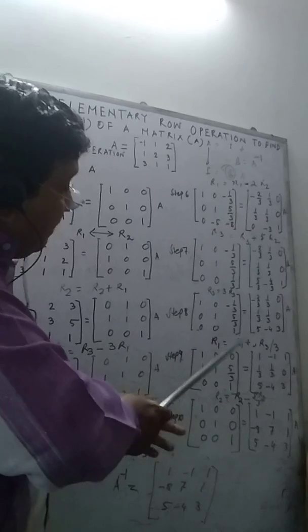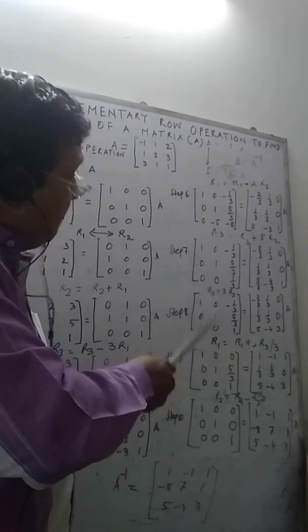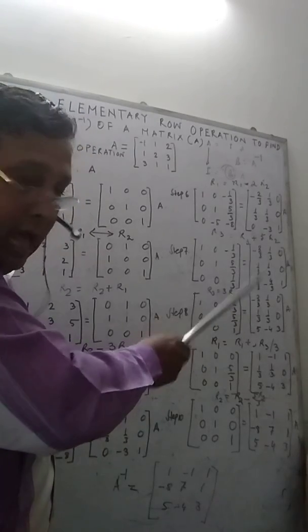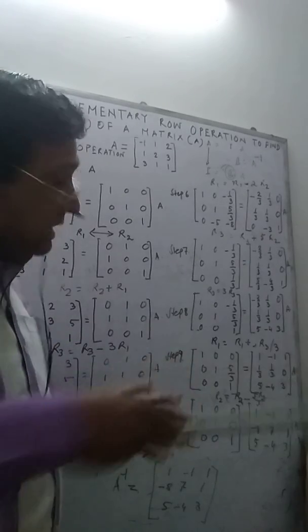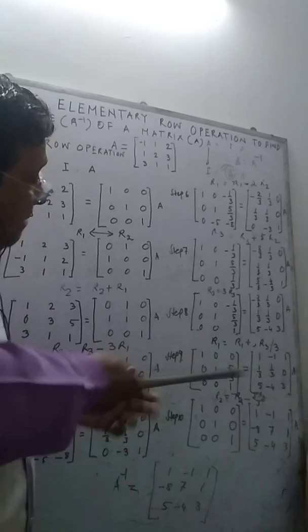Because if I follow the previous one, like the third column, I am able to make it 1. So my other work is very easy. Using this 1, I have to make these two entries 0. So how have I done it?